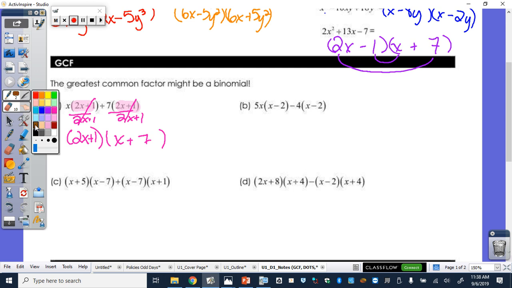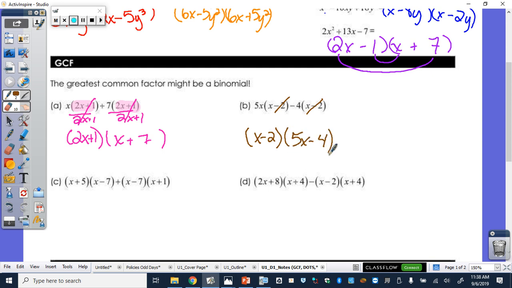So let's try it again. For letter B, what would our GCF be? The x minus 2. And I'm going to cross those out, because remember, when I divide by it, it makes that x minus 2 go away. So we would be left with that 5x and then the minus 4.